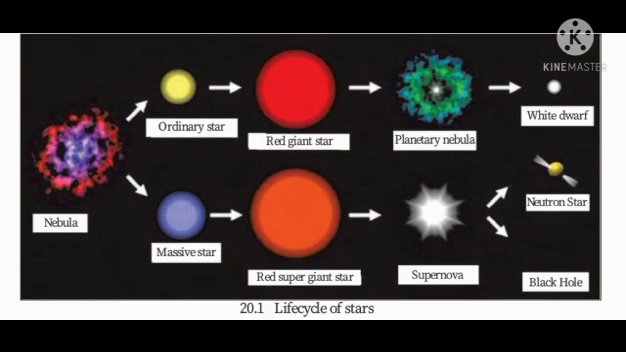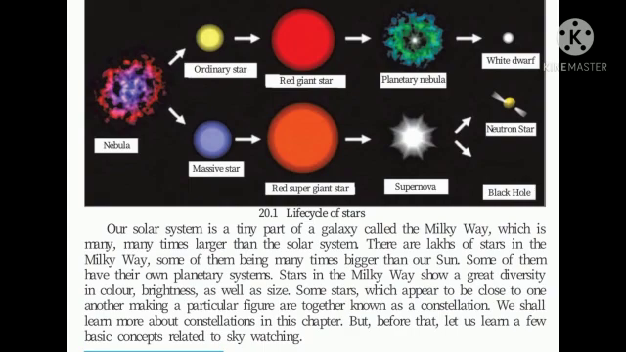What are the types of stars? Contraction, expansion, and rise in temperature bring about changes in stars over a long period of time. Accordingly, the stars are called Sun-like ordinary stars, red giant star, red dwarf, massive star, red supergiant star, white dwarfs, neutron star, etc., as you see in this figure. Now we will see the life cycle of stars.